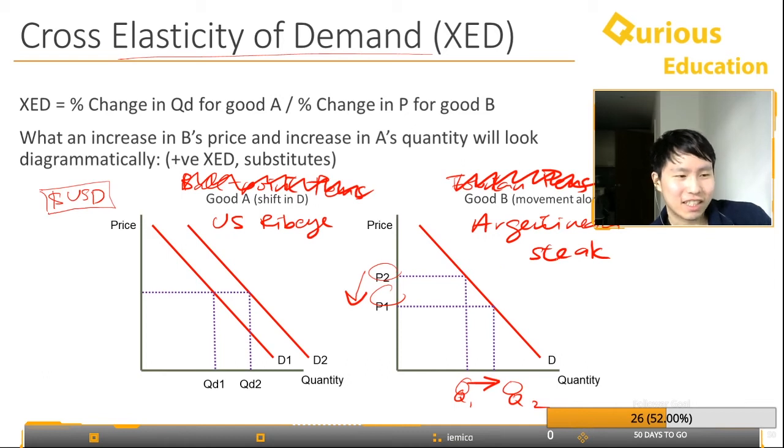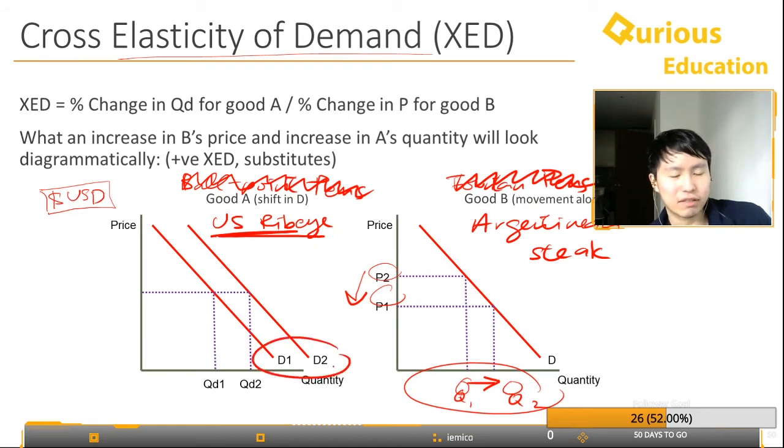So if the price of Argentinian steak decreases, which is unlikely because of the massive inflation, but if it decreases, then we would buy more Argentinian steak, right? Because it's cheaper, and we would like steak. Who doesn't like steak unless you're vegan? So if the price of steak in Argentina decreases, then the quantity would increase. And since we are buying more Argentinian steak, it means that we're buying less US ribeye as well. So we can see that demand for US ribeye has decreased from D2 to D1.